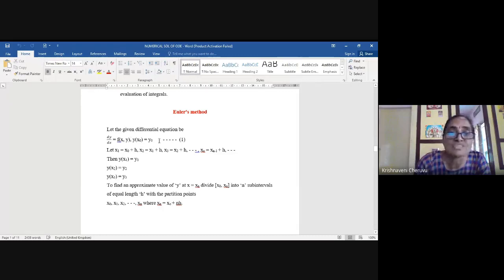Initial condition means, I told you, the solution is the relation between the dependent variable y and independent variable x. In that solution, if you replace x by x0 and y by y0, you will be able to find out the constant. This is the initial condition, girls. Remember, for x0, y at x0 you are calling it y0. Now, how to solve this initial value problem using Euler's method?